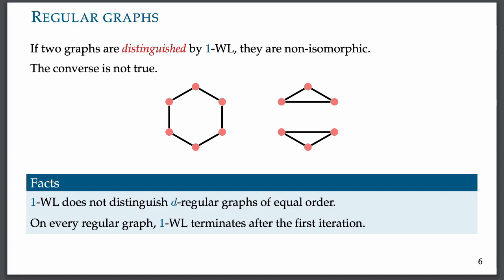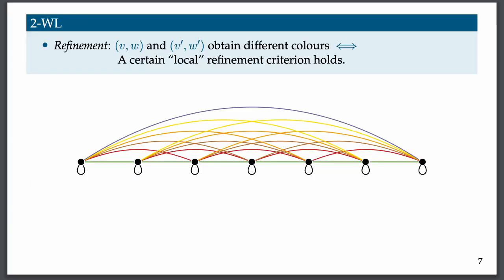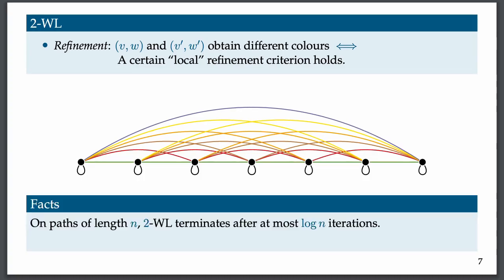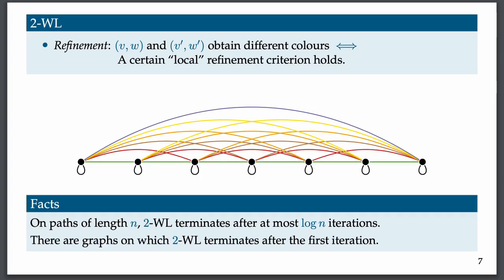So in order to distinguish more graphs from each other, higher dimensional versions of the Weisfeiler-Leman algorithm have been introduced. For example, 2WL colors two tuples, so pairs of vertices, also with respect to some local refinement criterion. One can show that on paths, the algorithm 2WL terminates faster than 1WL, namely in a logarithmic number of iterations, but this is not true on all graphs. However, like for 1WL on regular graphs, there are also pairs of graphs on which 2WL terminates immediately. The concept can be generalized.